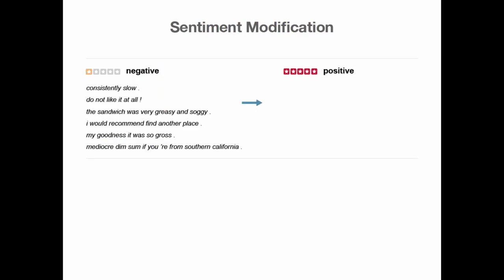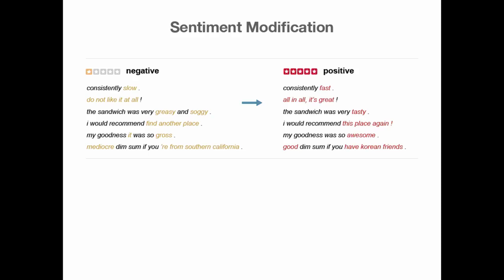Our model can be used to transfer the sentiment between positive and negative reviews. For example, it transfers "do not like it at all" to "all in all, it's great." Transfers "the sandwich was very greasy and soggy" to "the sandwich was very tasty." And transfers "mediocre dim sum" if you are from Southern California to "good dim sum" if you have Korean friends.